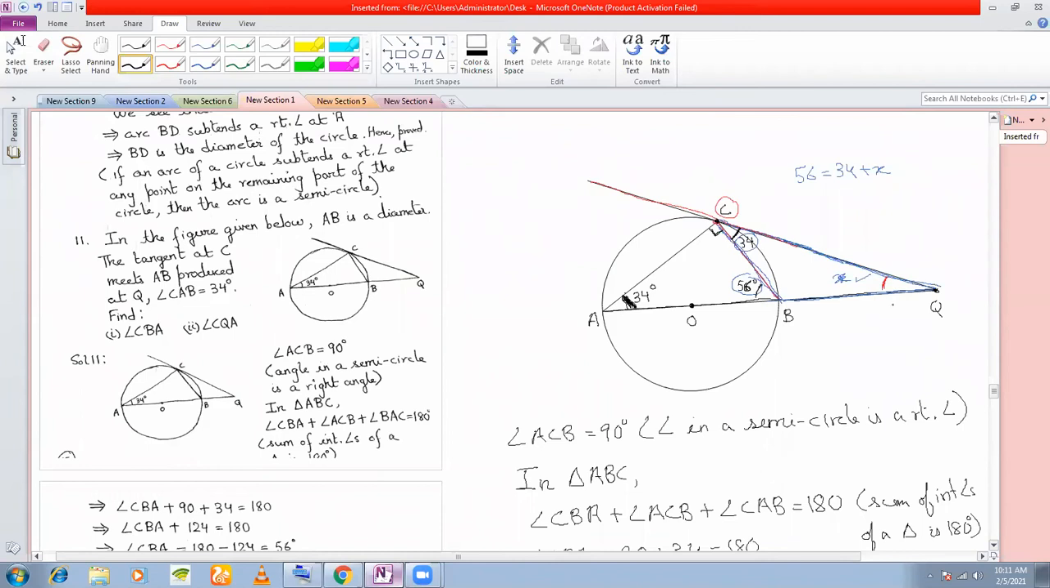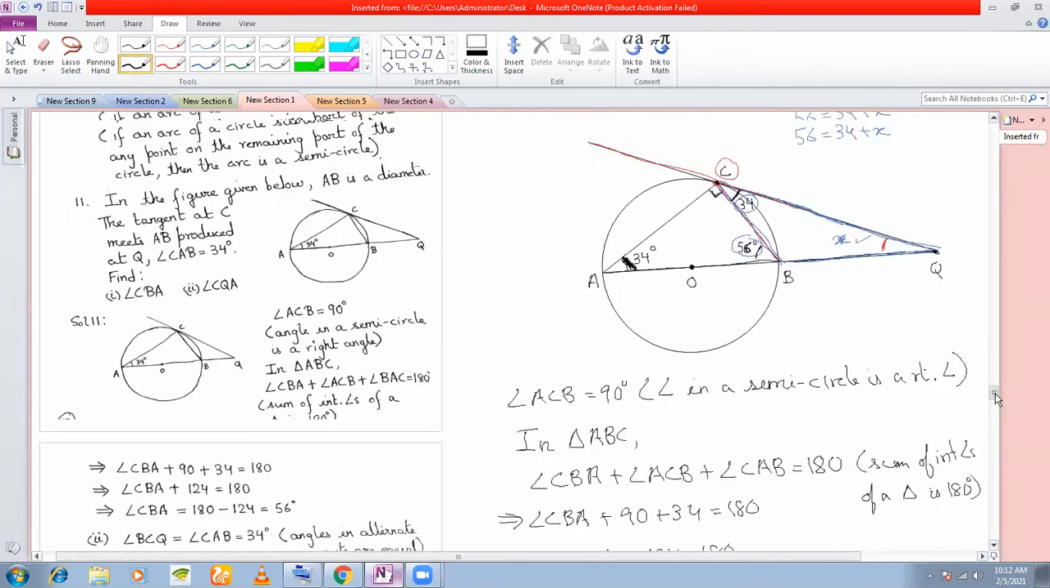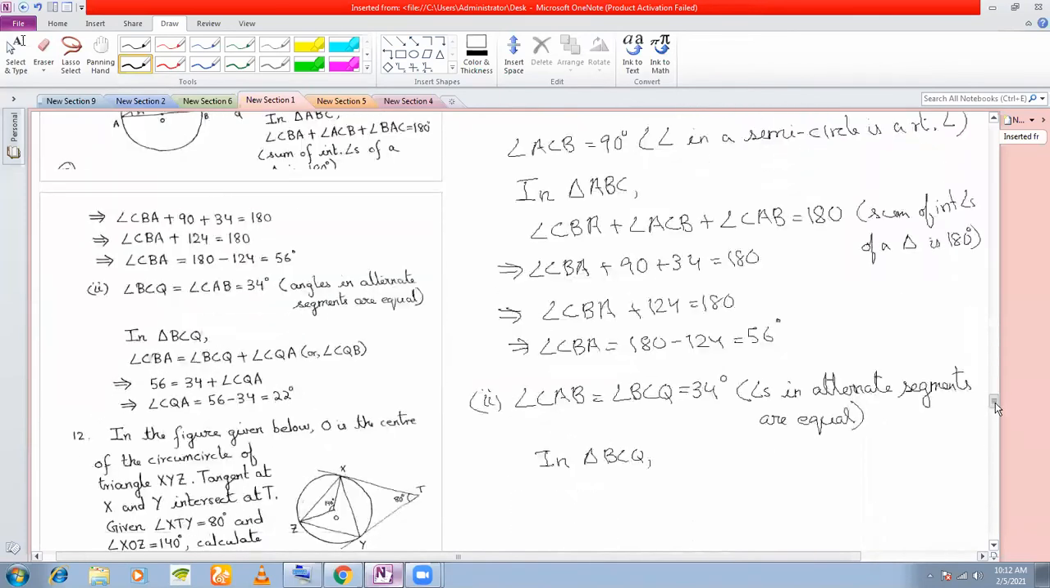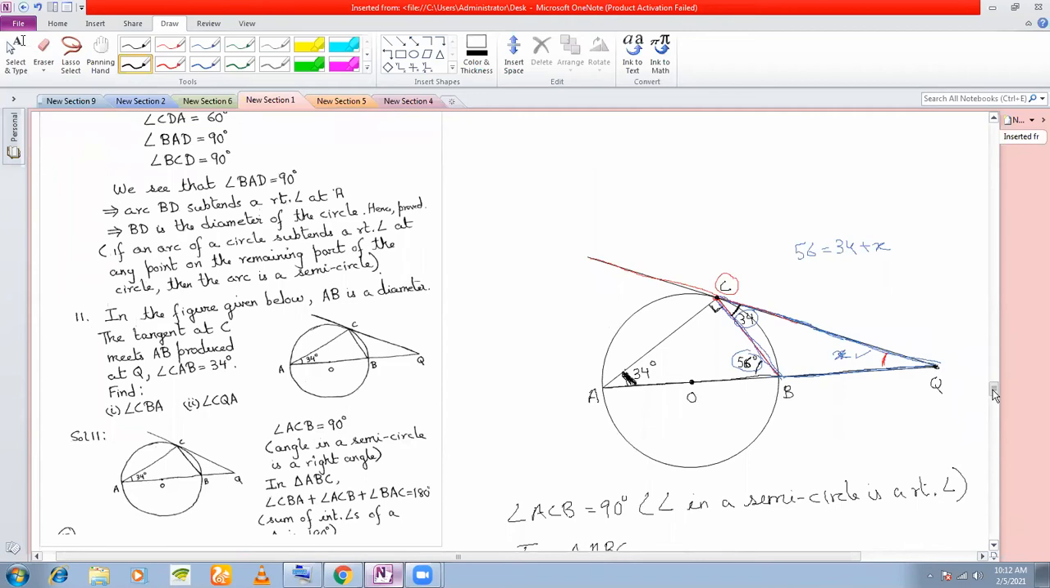Now we shall consider triangle BCQ, the triangle outlined in blue, in which the exterior angle, that is angle ABC, is equal to the sum of the two interior opposite angles, that is angle BCQ plus the unknown angle CQA. Okay, so we'll write this. So in triangle BCQ, angle CBA is equal to angle BCQ plus CQA.